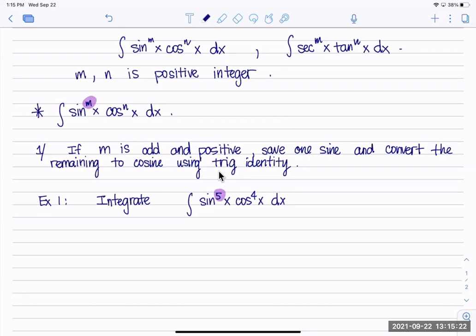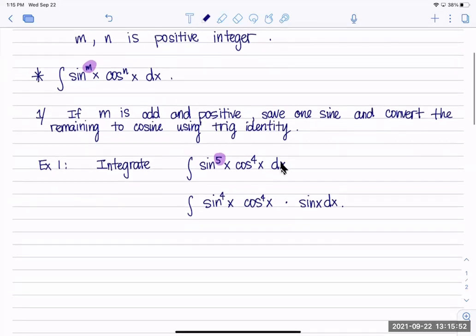What does it mean to save one sine? There are 5 copies of the sine function right here, so I'm going to make it 4 copies, then cosine 4x, and the other copy I'm going to put right next to dx. This is what we call saving one sine. Next we're going to convert the remaining sines to cosine using a trigonometry identity.